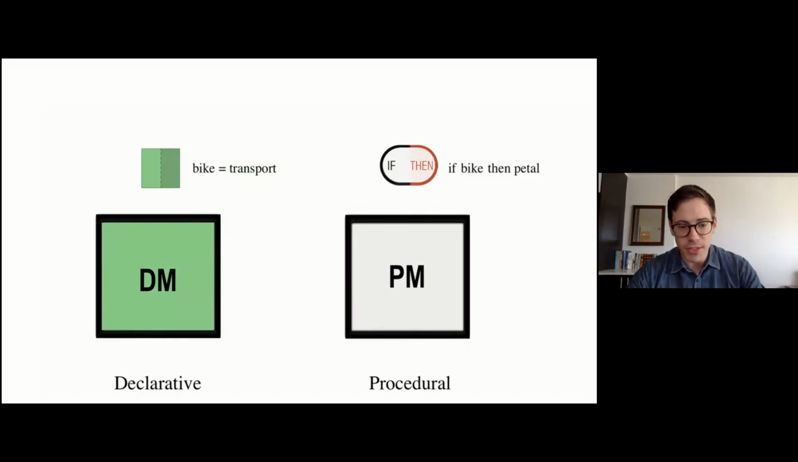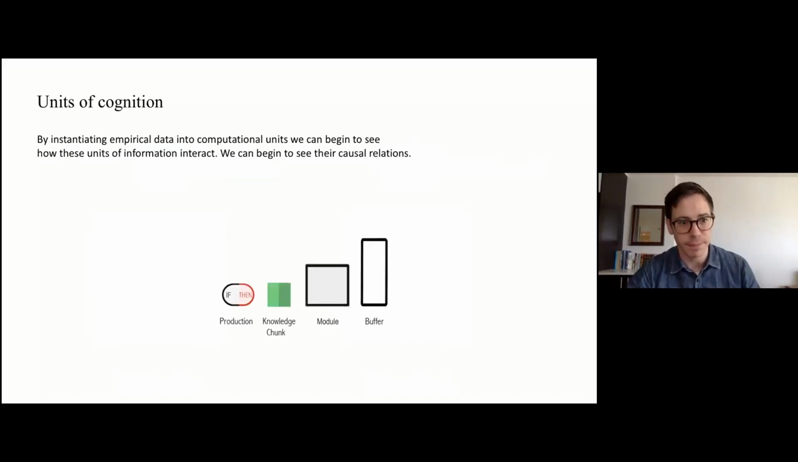But yeah, this is just a very neat example of how we empirically derive the fact that there is declarative memory and there is procedural memory. We cannot understand their nature, so we computationally instantiate them: facts, practical knowledge, procedural knowledge, and then we can make models of how they run together. So these are units of cognition. Someone called them the atomic components of thought. By instantiating empirical data into computational units, we can begin to see how these units of information interact. We can begin to see their causal relations.